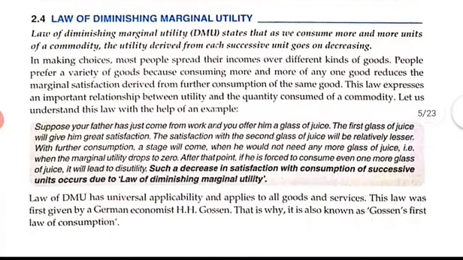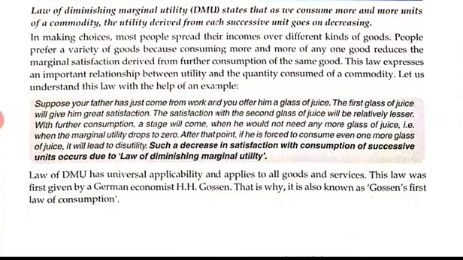Let us understand this law with an example. Suppose your father has just come from work and you offer him a glass of juice. The first glass of juice gives him great satisfaction. The satisfaction with the second glass will be relatively less. With further consumption, a stage will come when he would not need any more juice. That is when the marginal utility drops to zero. If he is forced to consume even one more glass of juice, it will lead to disutility. Such a decrease in satisfaction with the consumption of successive units occurs due to this law of diminishing marginal utility.